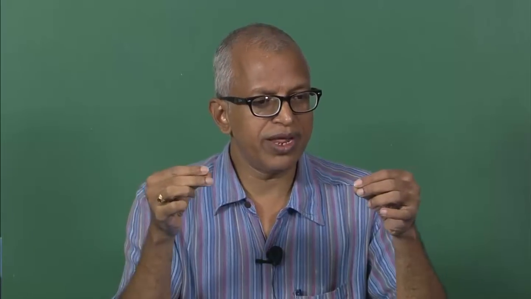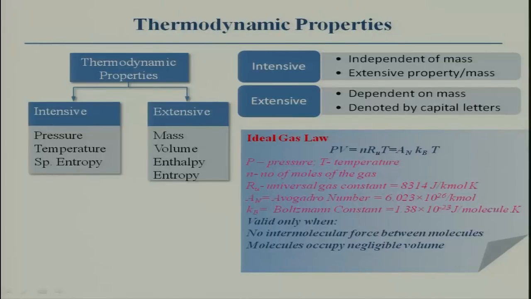Okay. So basically, what will happen? The volume occupied by the molecules in a container is very, very small as compared to the volume of the container, right? And the intermolecular forces between the molecules will be very, very low, right? Then only we can use this kind of ideal gas.